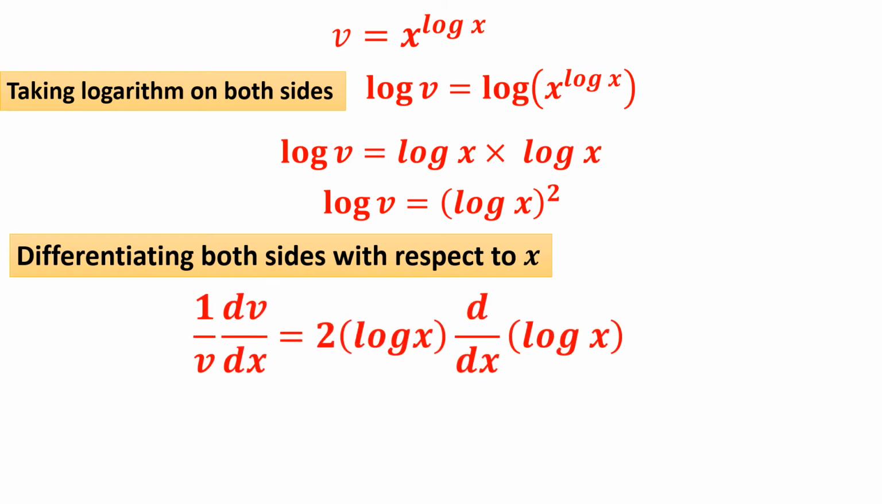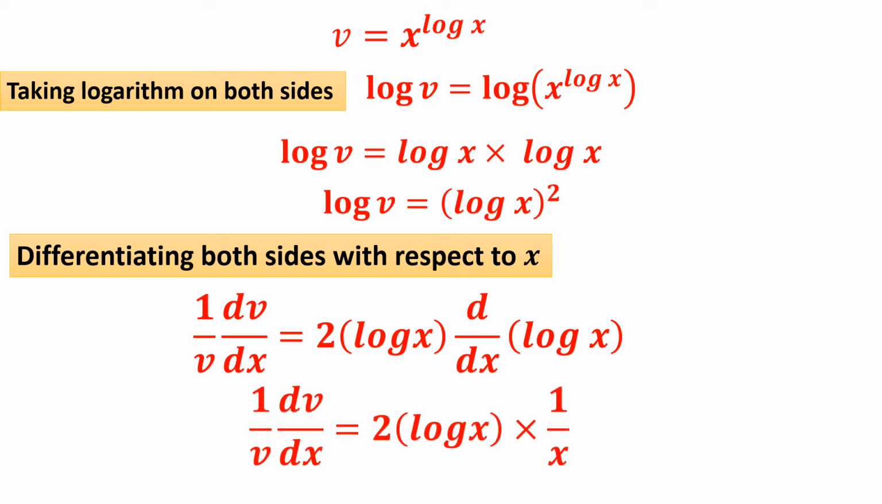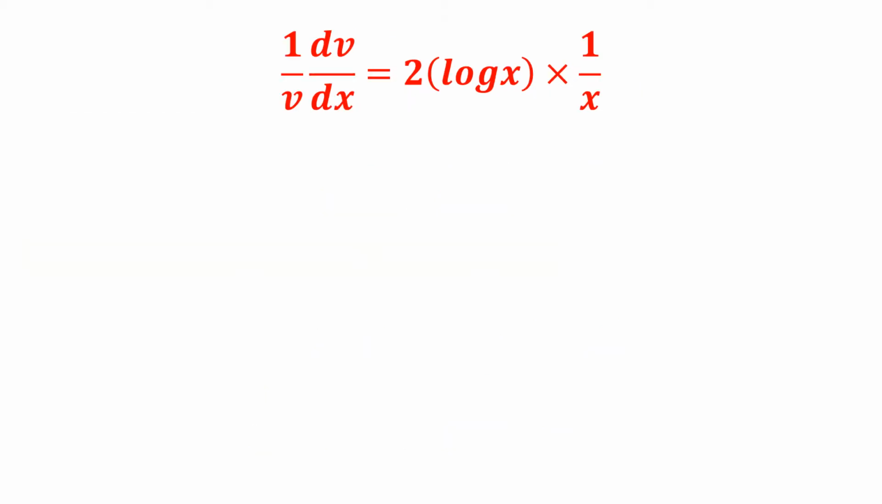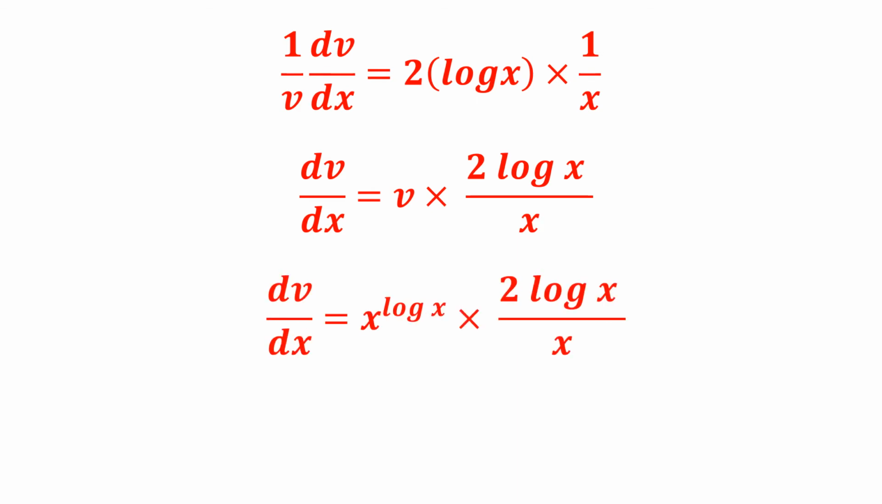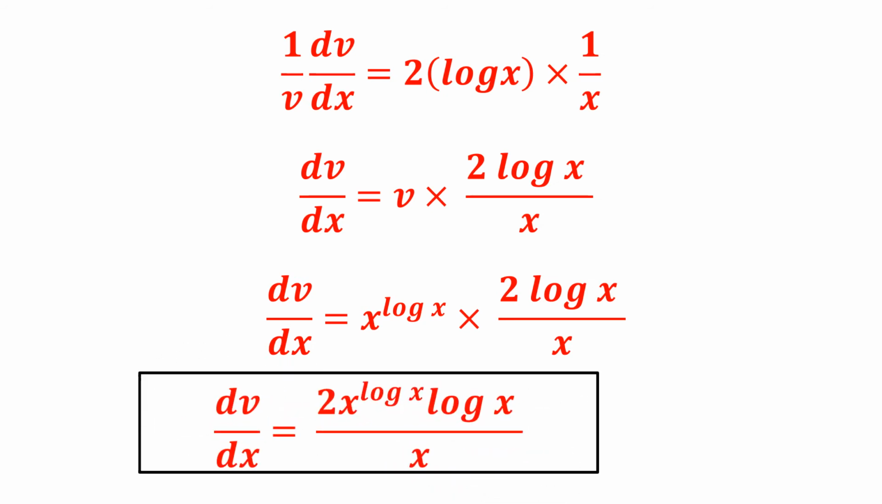Differentiating both sides with respect to x, 1 by v into dv by dx is 2 times the log x into differentiation of that log x. Differentiation of log x is 1 by x. Therefore, the right hand side will become 2 log x upon x. One by v dv by dx is 2 log x upon x. Multiply by v both sides. Substitute for v, that is x power log x into 2 log x upon x. Therefore, dv by dx is 2 x power log x into log x upon x. We call it as equation number 3.